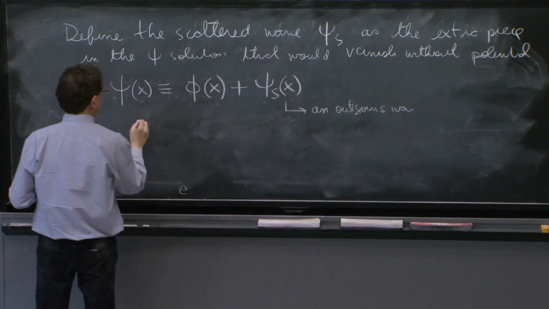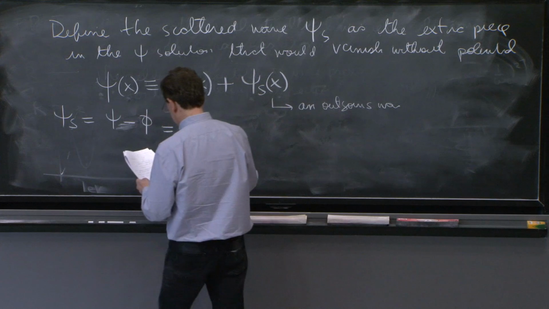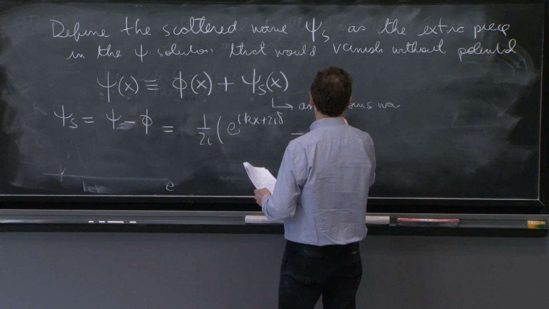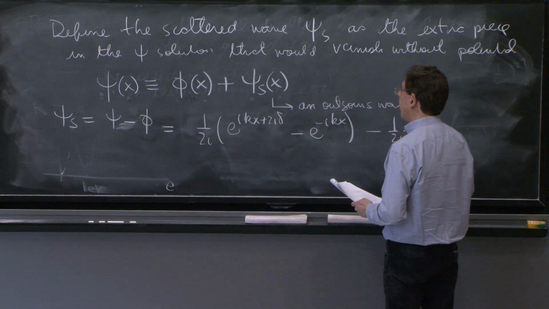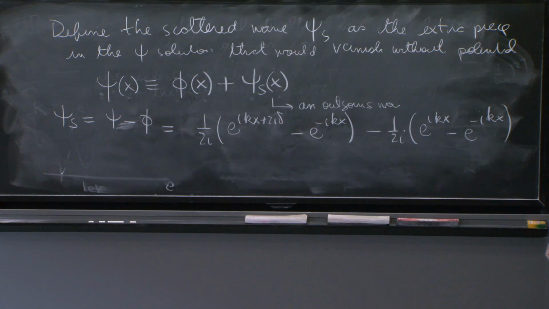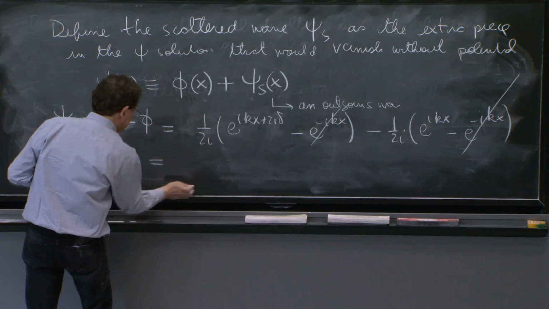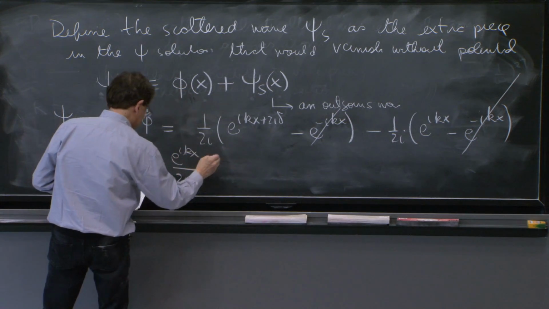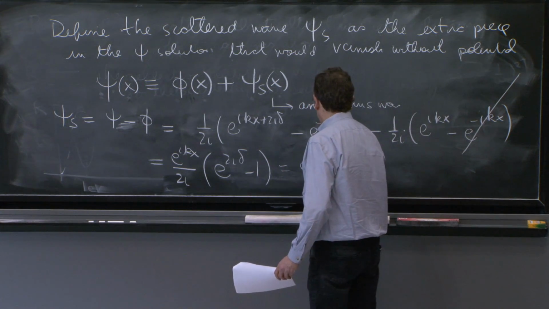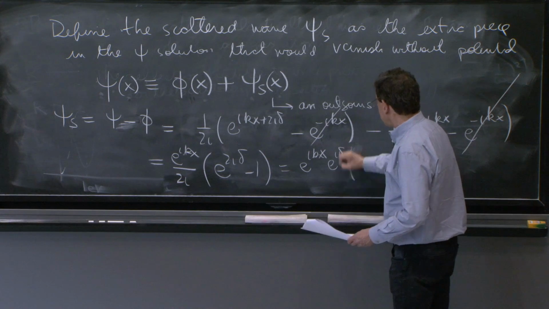So we'll just plug in the formula here. Psi s is equal to psi minus phi, and it's equal to 1 over 2i times e to the i kx plus 2i delta minus e to the minus i kx, minus 1 over 2i times, the phi, e to the i kx minus e to the minus i kx. So the incoming waves were the same. Indeed, they cancel, but the outgoing waves are not. You can factor an e to the i kx, and you get e to the 2i delta minus 1, which is equal to e to the i kx, e to the i delta, times sine delta.